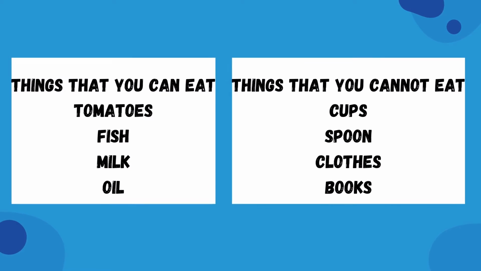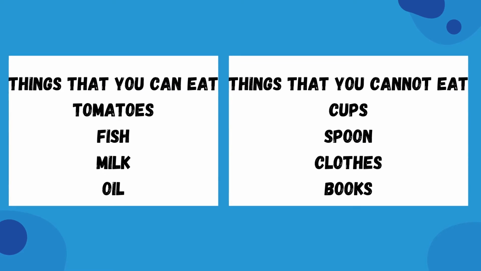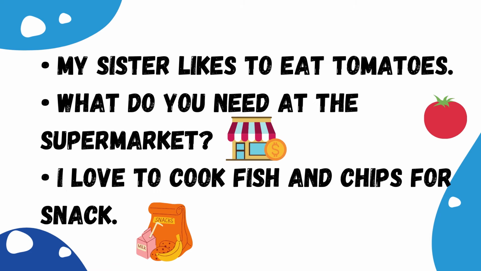For example, things that you can eat, like tomatoes, fish, milk, and oil. Things that you cannot eat, like cups, spoon, cloth, and books. Here are some examples of how you can use the vocabulary. My sister likes to eat tomatoes. What do you need at the supermarket? I love to cook fish and chips for snacks.